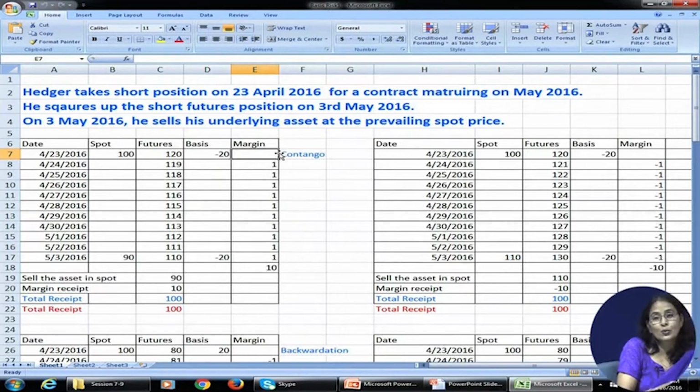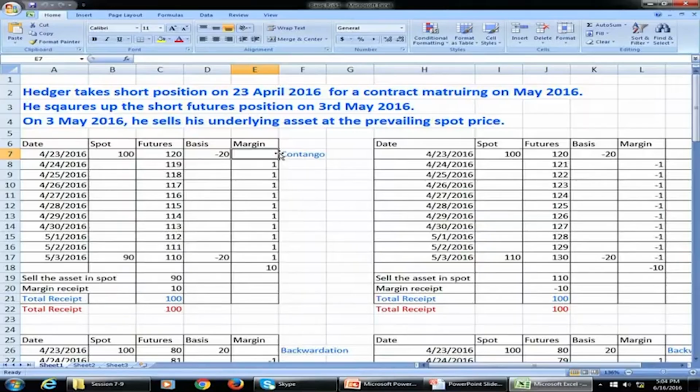Why would he be interested in squaring up his position on 3rd May 2016? Because the hedger, let's say, is producing soya oil, and he has already committed to deliver the underlying on 3rd May. As per his cash market operation he will be delivering the underlying, and he does not need to keep his futures position open beyond this date. So he wants to square up the short futures position on 3rd May 2016.